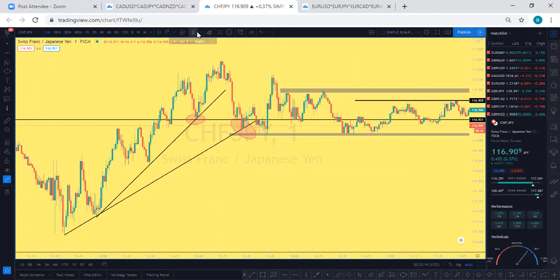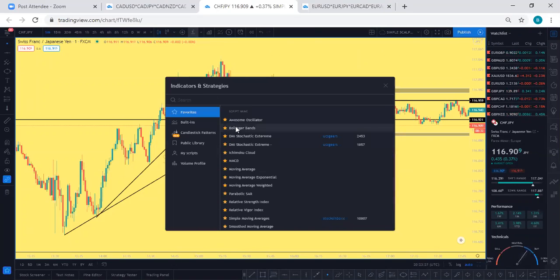So when you want to add your stochastic oscillator, you want to come to your indicators. Where's my indicator sign? All right, indicators and strategies. All right. So you want to just type stoch.